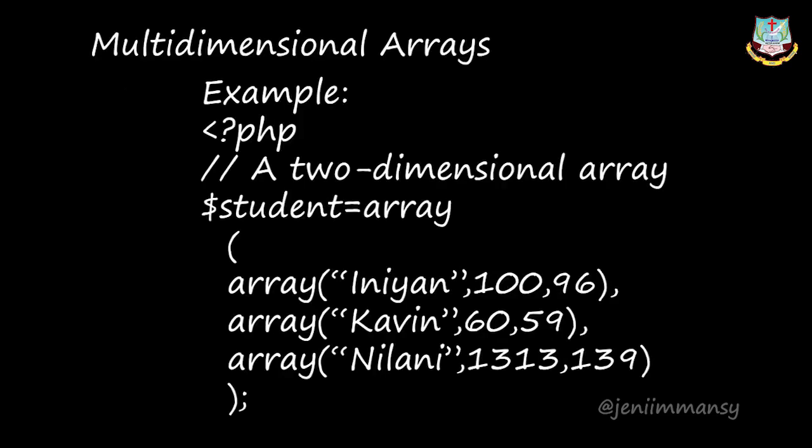And the last one is multi-dimensional arrays. As we said, this array can have more than one array. See this example. In this two-dimensional array, we are giving student equal to array. Student is the array name, and the array keyword is used. Inside this array itself they have given three arrays: array of one name and two values, then the next one again array, one name and two values, and the next one. So three arrays are given in a single array. This is a multi-dimensional array.